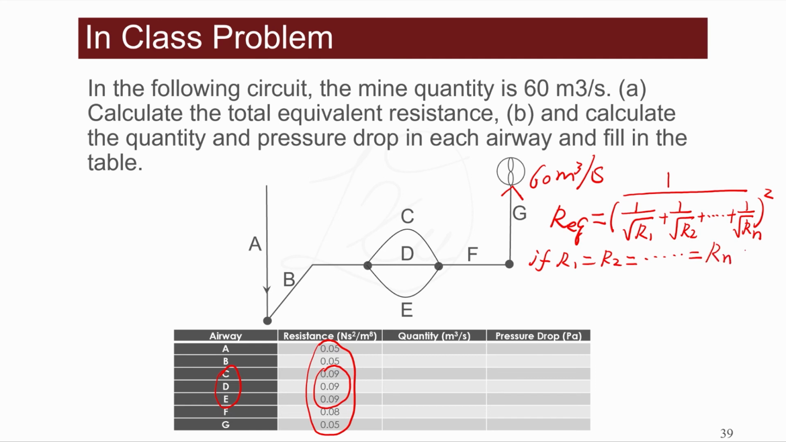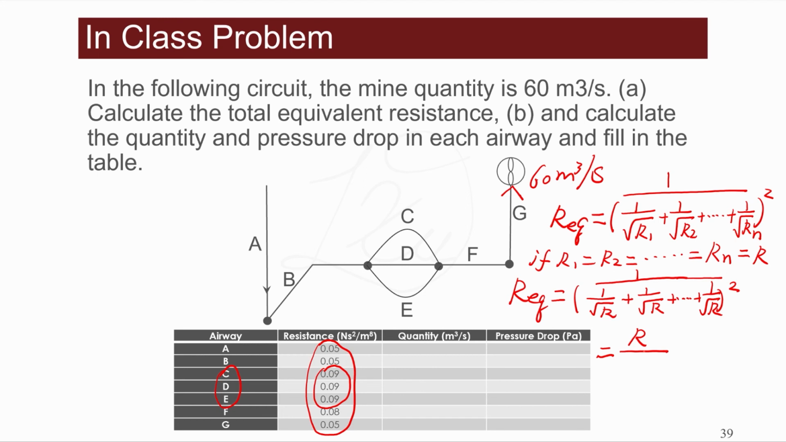and let's say it equals R, then the equation becomes Req equals parentheses, square, 1 divided by square root of R plus 1 divided by square root of R plus all the way to the last one, 1 divided by square root of R. We can simplify this expression. It becomes R divided by N squared.